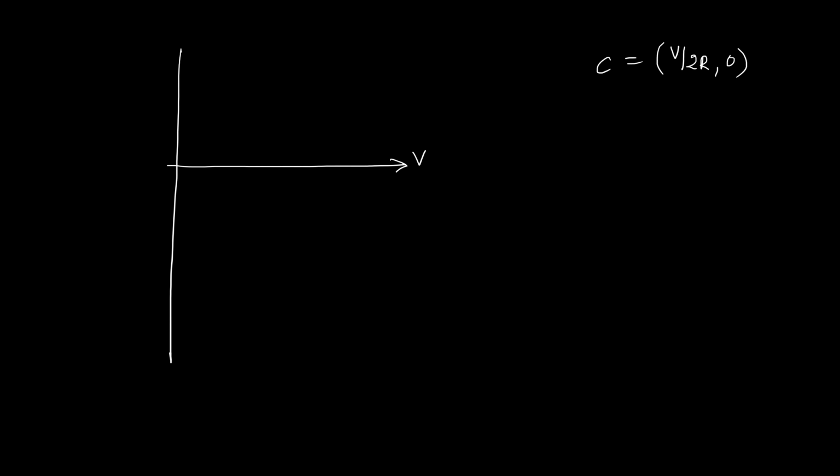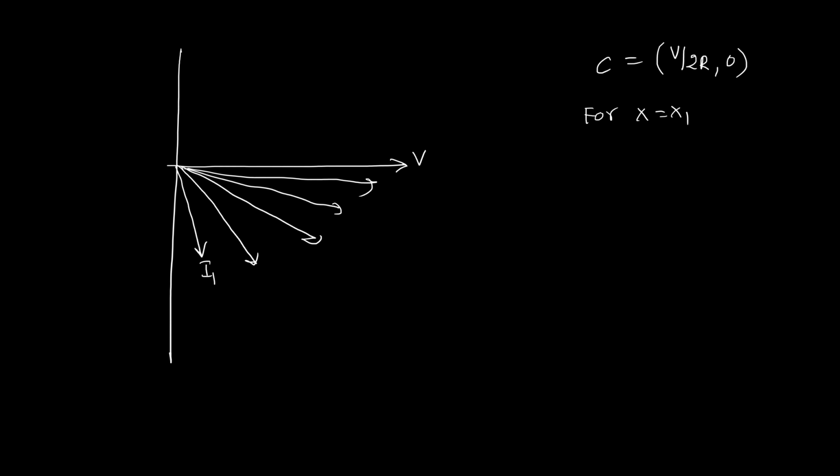Other than that, we can also find that for x equal to x1, you'll be getting some current. Obviously an inductor is present there, so you'll be getting some lagging current like this, I1. For different values of x, you'll have different currents like this. This is I2, this is I3, and so on up to In. So join the locus points, and there you get the semicircle. 100% the center will be V by 2R comma 0 only, so obviously the radius is V by 2R.